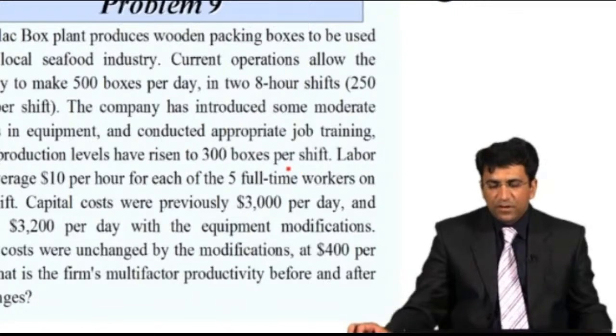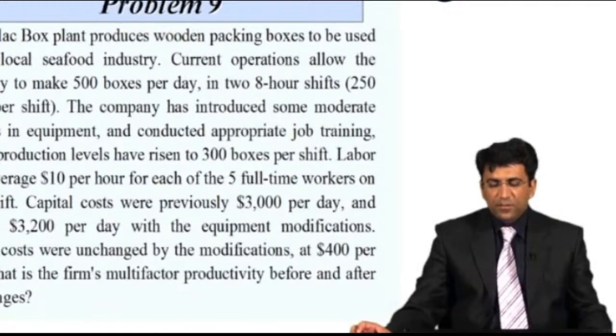So initially they were able to produce 500 total boxes in the 2 different shifts, and now the new output has increased to 300 multiplied by 2, because there are 2 shifts, 600 boxes. That is the new output. Labor cost averaged $10 per hour for each of the 5 full-time workers on each shift. Capital costs were previously $3,000 per day and rose to $3,200 per day with the equipment modifications. Energy costs were unchanged by the modifications at $400 per day.